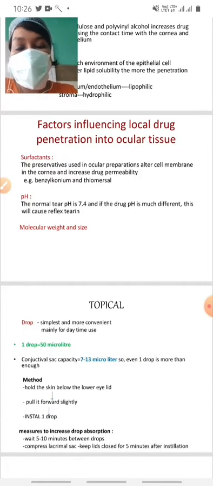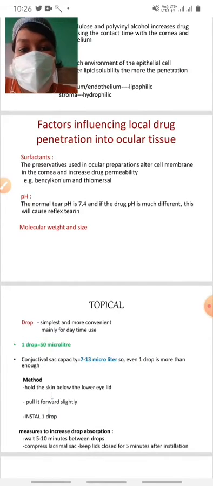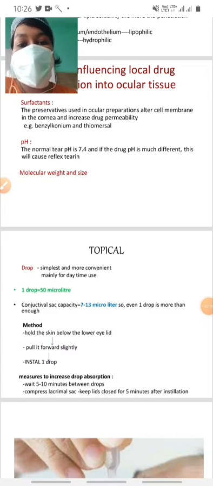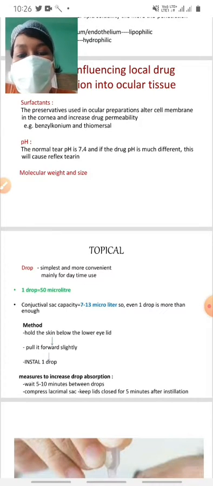Next, by adding surfactants like benzalkonium and thiomersal, we can increase the drug penetration, which causes alteration in the cell membranes in the cornea. And we should keep the pH of the drug close to 7.4, because if the drug pH is different from this, either higher or lower, it might cause ocular irritation and watering. And next is the molecular weight and size. The more the molecular weight and size, the lesser will be the penetration. So we should keep the molecular weight within the optimal range.